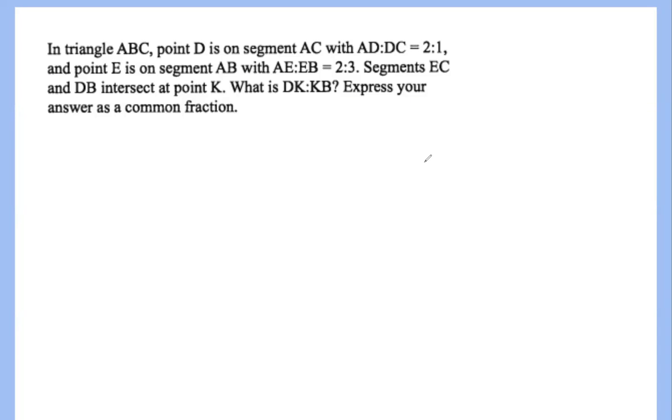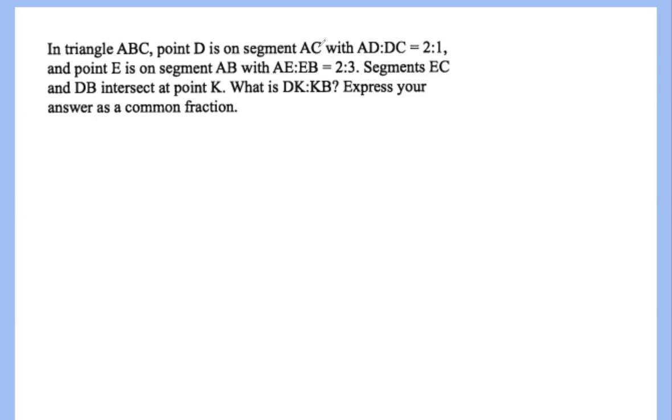Hello, everyone. So we have another MATHCOUNTS problem. This was a national team round question, number 9, which is a nice geometry problem. So let's get started. It's a triangle. Point D is on segment AC. We are given some ratios.